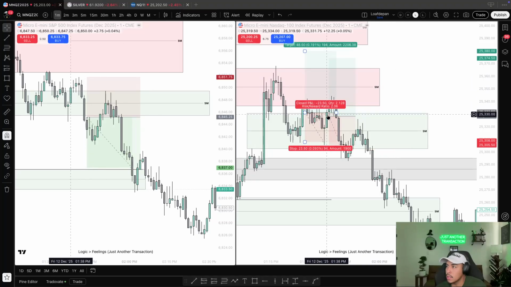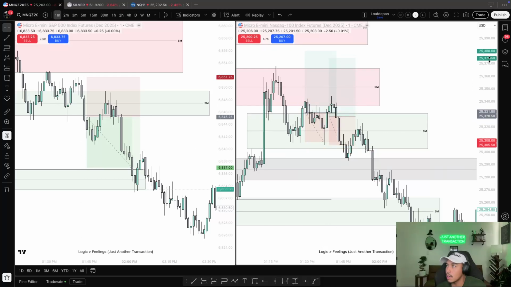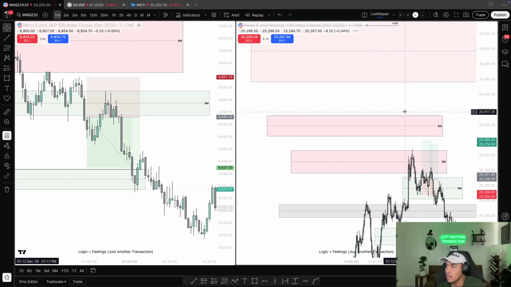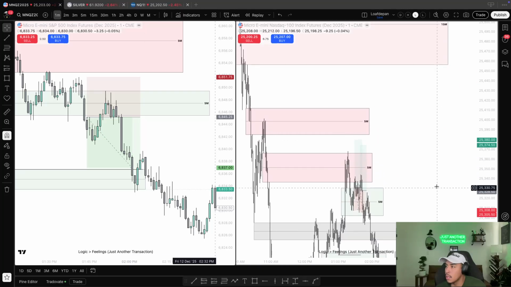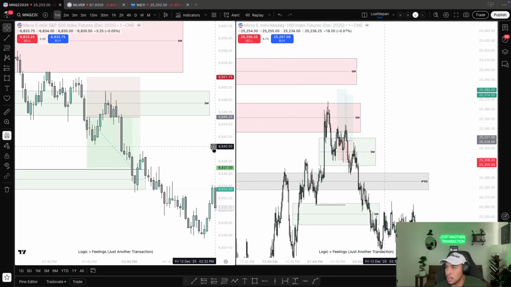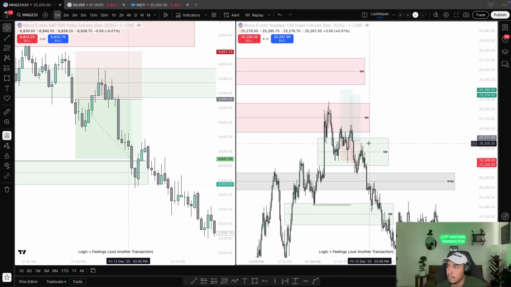I did not get induced in here, but I did give it another shot if this was going to work out higher and we were going to continue to price to these unmitigated PD arrays that we had to the left, right? Since we had been dumping all day. So I think it's a good trade. Unfortunately, it just didn't work out.